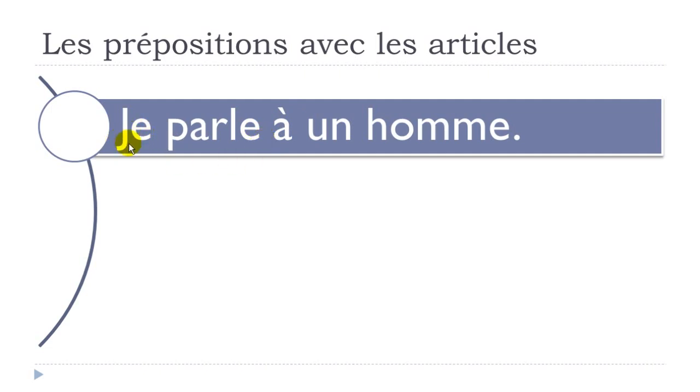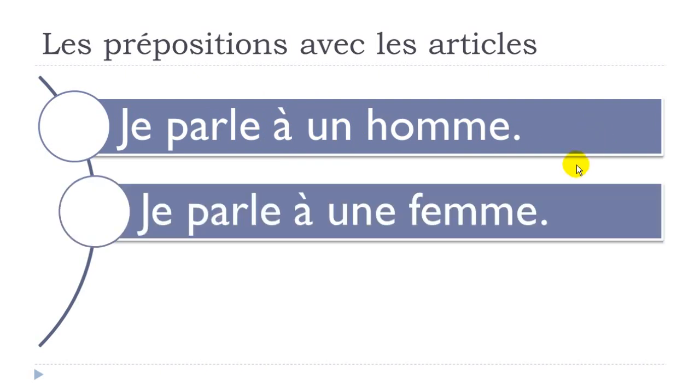So the first sentence, je parle à un homme, un homme, a man. Je parle à un homme, I talk to a man. In that case, what you can see is that you keep your preposition à right after the verb, and then you put your article and basically nothing happens. Je parle à un homme. So let's see an example with the feminine. Je parle à une femme, une femme, a woman. Je parle à une femme. Same thing here, nothing happens, so it's actually quite easy.